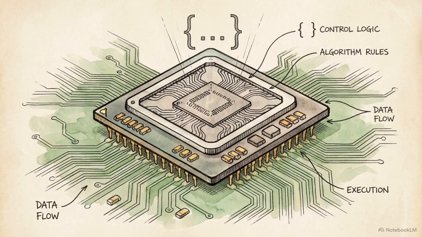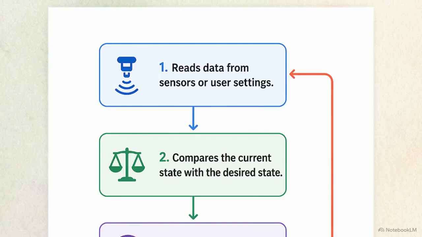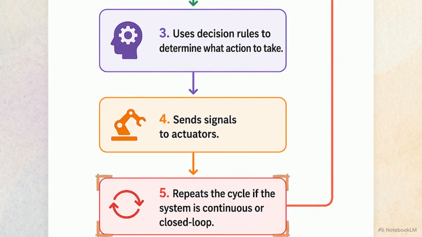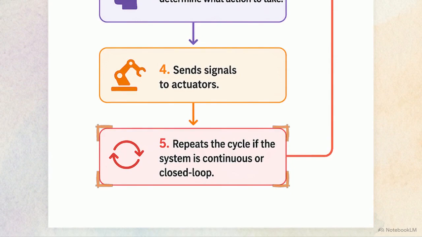Hardware alone cannot make decisions. The controller requires ordered rules to operate. This chart breaks down the control algorithm, which is the specific logic used by the controller to determine its next action. In Step 1, it reads data from the sensors. In Step 2, it compares that current state against the desired state. Moving to Step 3, the controller uses its decision rules to determine what needs to be done, and in Step 4, it sends those signals to the actuators. Finally, Step 5 ensures the cycle repeats continuously, so the closed-loop system remains accurate over time.